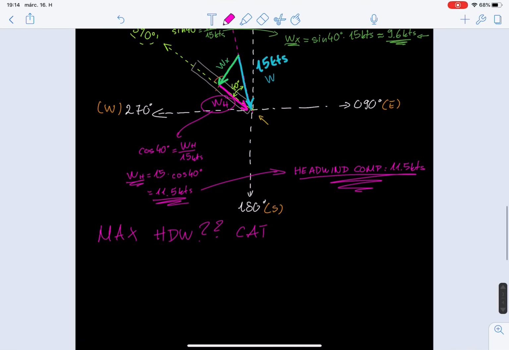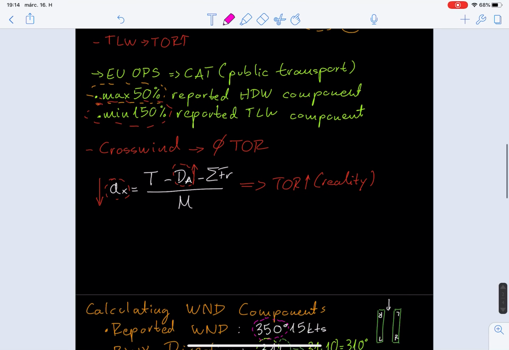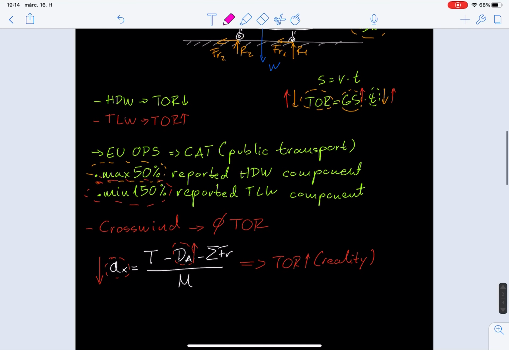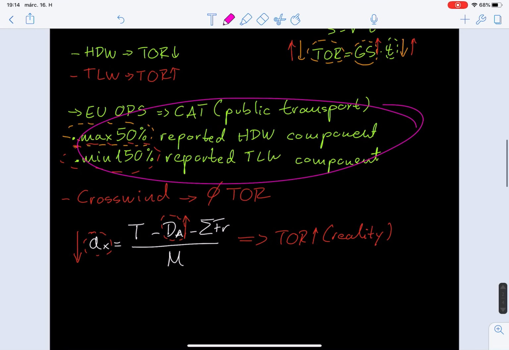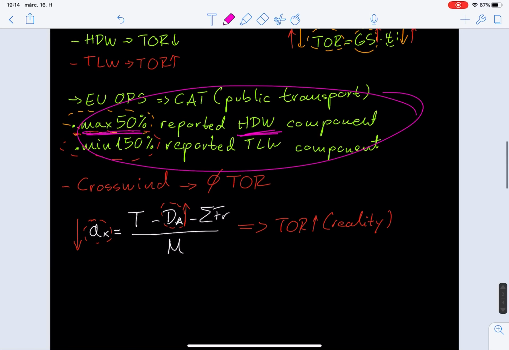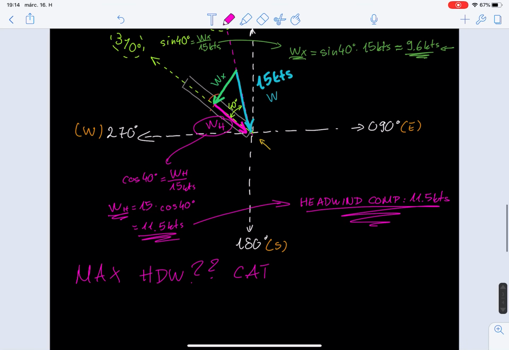What is the maximum amount? If you remember what we discussed previously in EU ops for commercial air transport, so this rule right here, we said that for reported headwind component, you take a maximum of 50% of the reported headwind component, and if you have a tailwind, you have to take into account at least 150% of the reported tailwind.